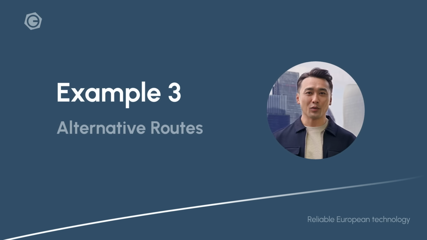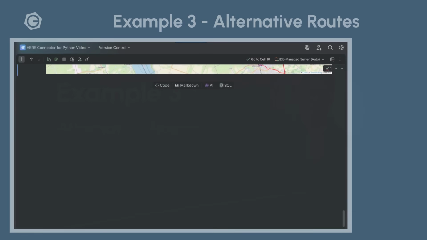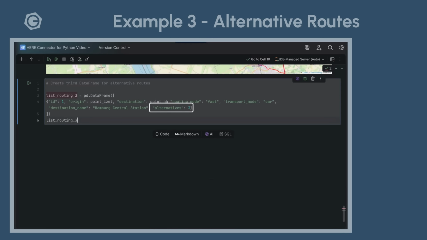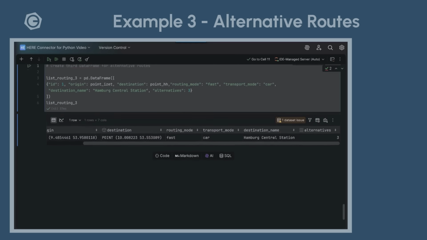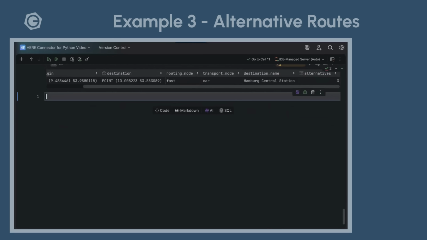Finally, we request several alternative routes and visualize them on an interactive map. In our example, we set the parameter alternatives to 3. It can be set up to 7 additional route options. The routing service only returns alternatives if they represent meaningful route variations.